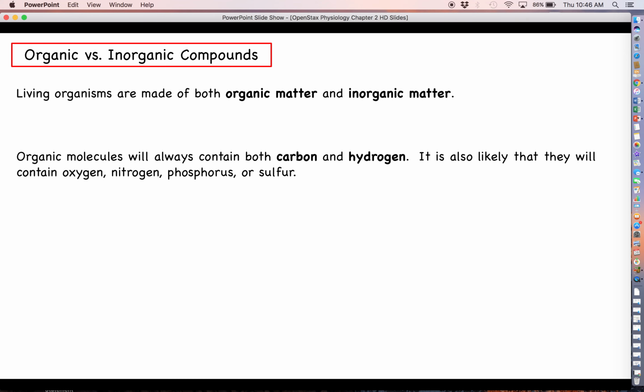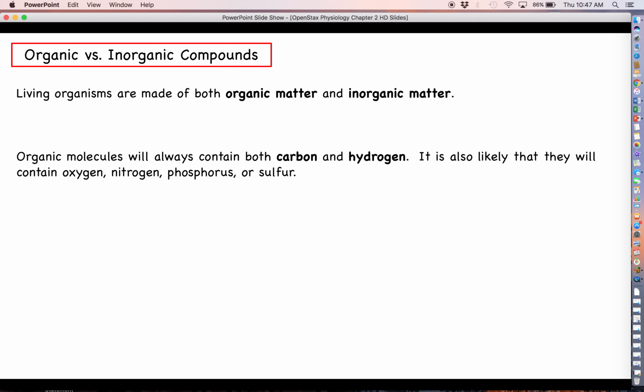So how do we actually go about defining organic matter? Well, you might be surprised what the definition actually is. An organic molecule is one that contains both carbon and hydrogen atoms, and that's it. That's the only requirement. That doesn't mean that those are the only atoms those molecules will contain, but it has to contain at least those two.